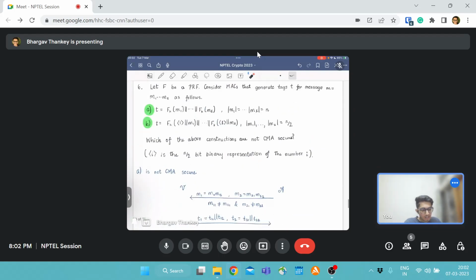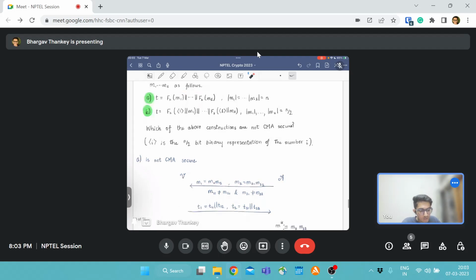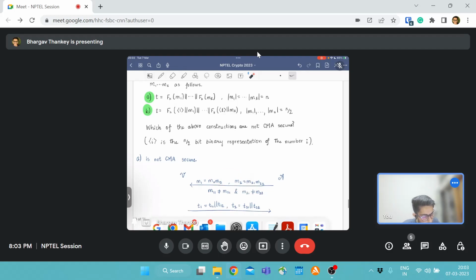Okay, so over here we have, let F be a PRF. Consider a MAC that generates tags T for messages like this. Again, we want to show that this is not secure, so we are going to compute a forgery, right? The adversary is going to query the MAC for messages M1 and M2, which are defined as follows. The only constraint on these four values is that M11 and M21 must be different and M12 and M22 must be different. Okay, so what is it going to get?